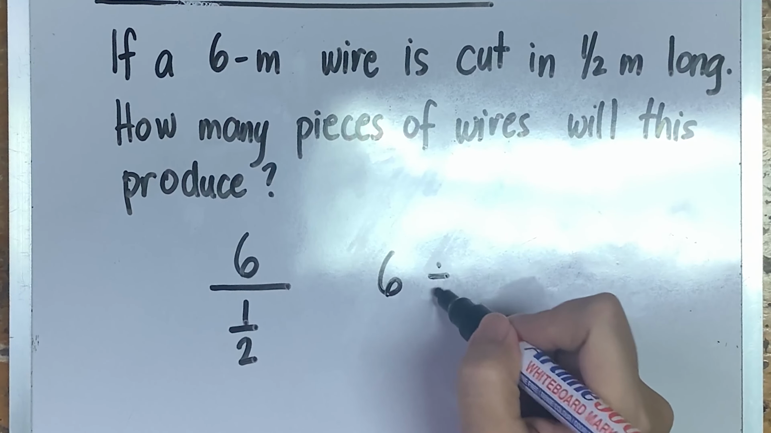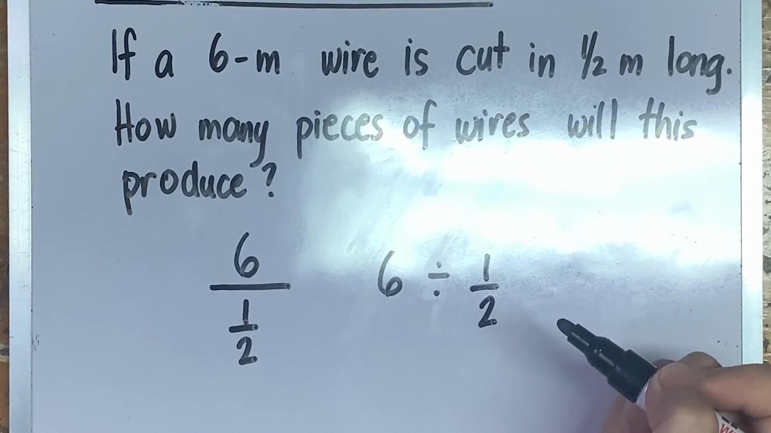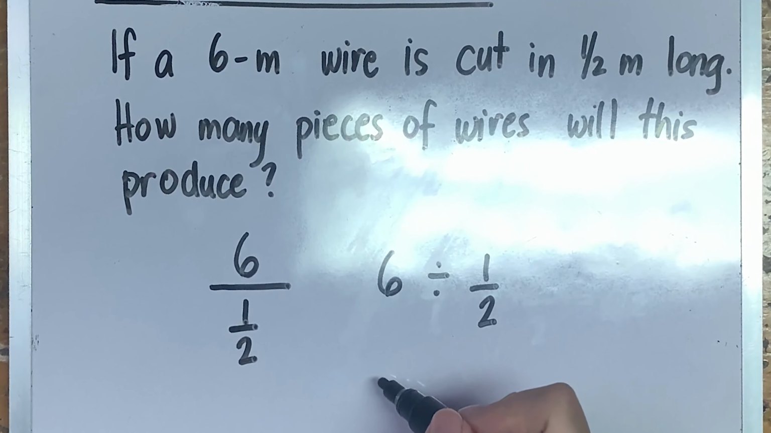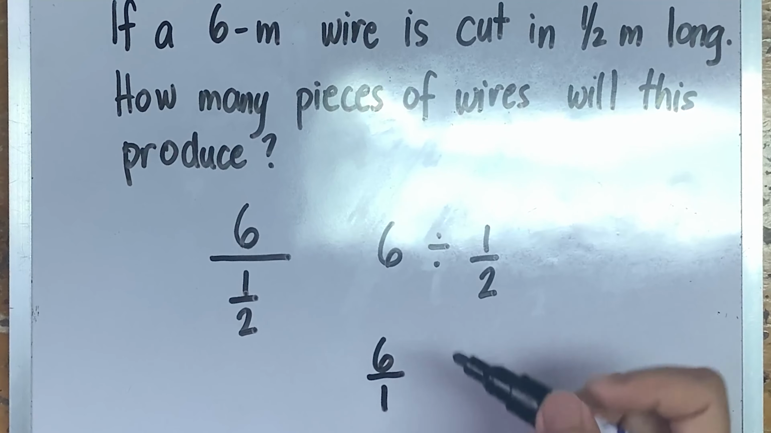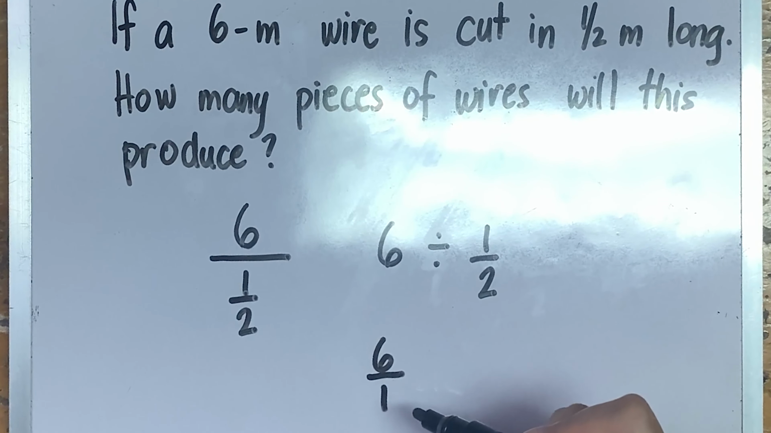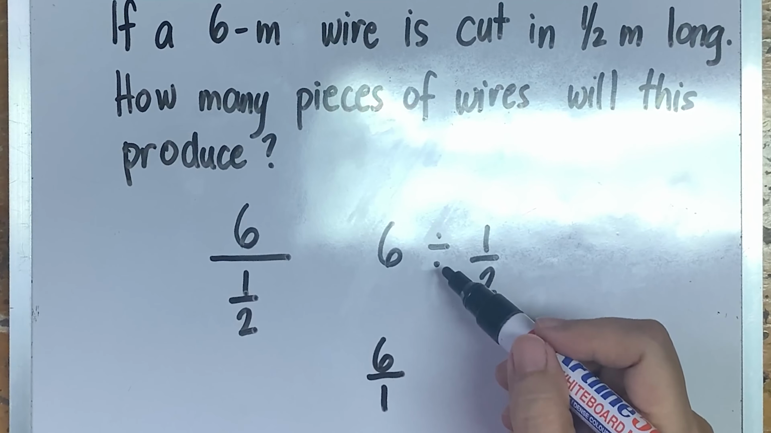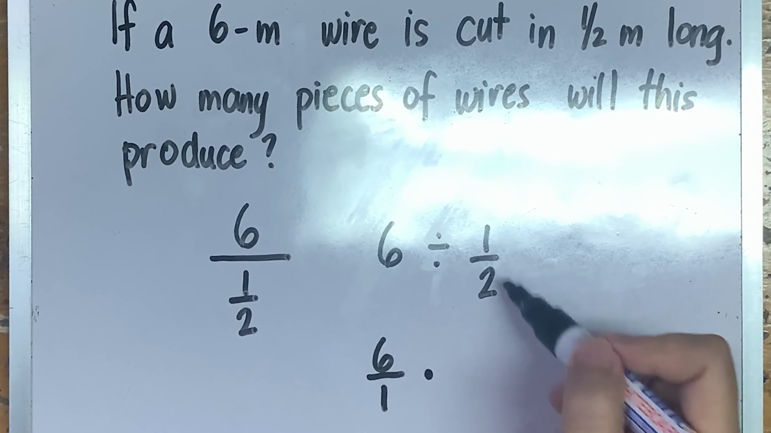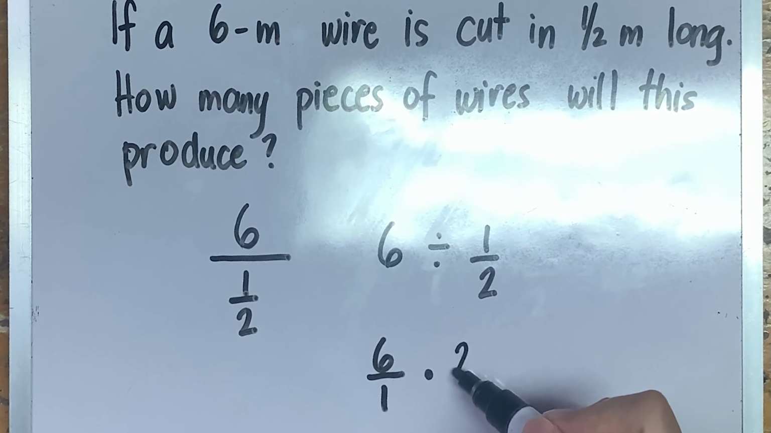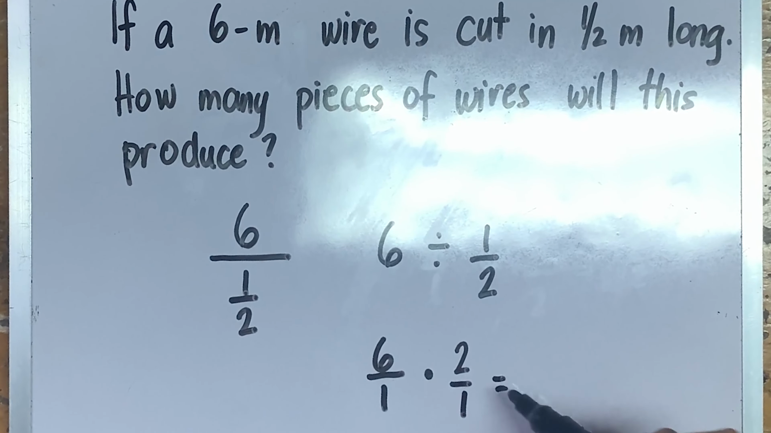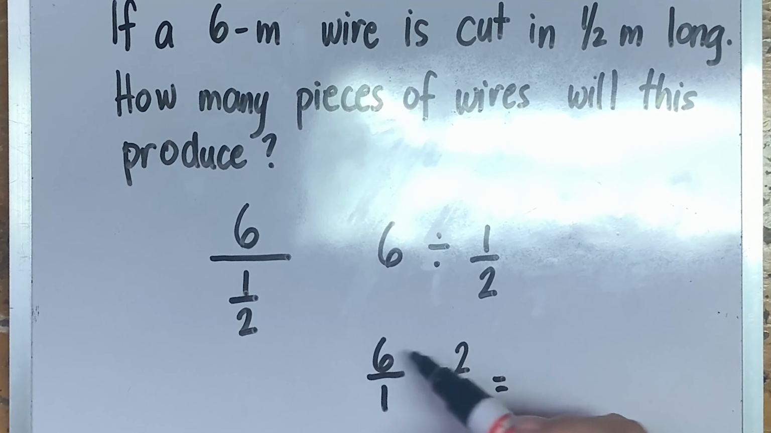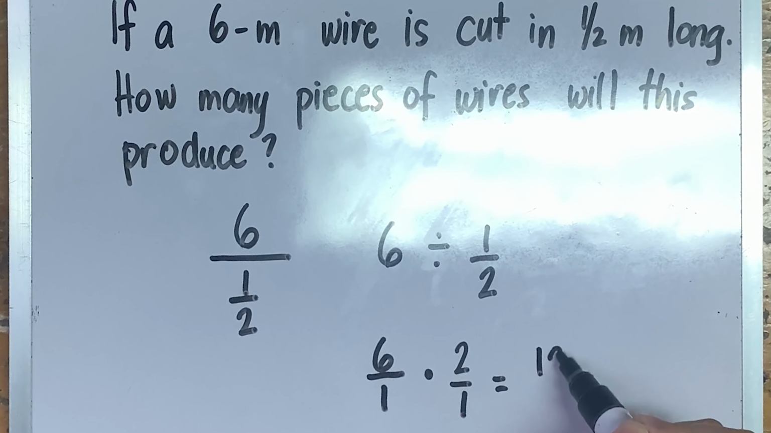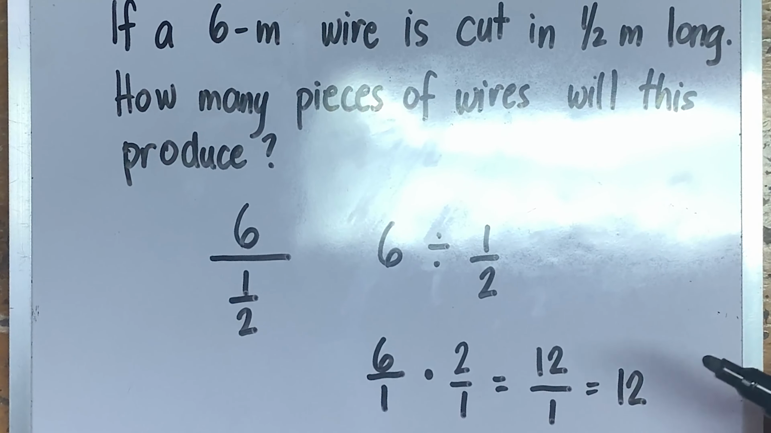6 divided by 1/2. Okay, 6 is a whole number, so we can write it as 6 over 1. Every whole number has a denominator of 1. And then we'll change the operation to multiplication and get the reciprocal of 1/2, which is 2 over 1. And proceed to multiplication. We can multiply numerator to numerator, which gives us 12. And denominator to denominator gives us 1, or simply 12. A 6-meter wire cut in 1/2 meter long produces 12 pieces of wires.